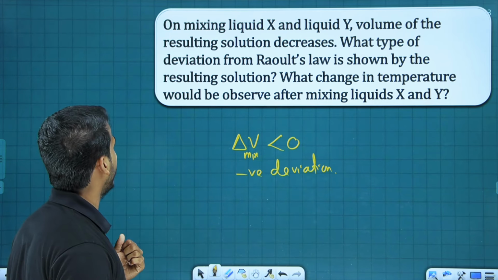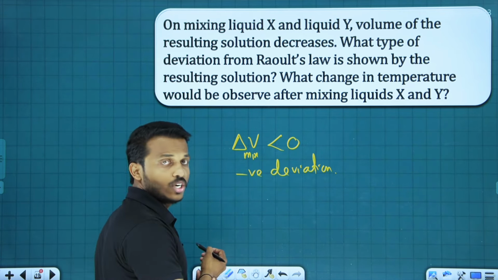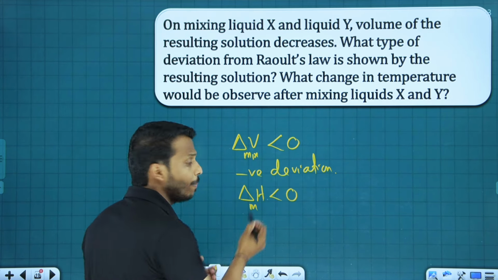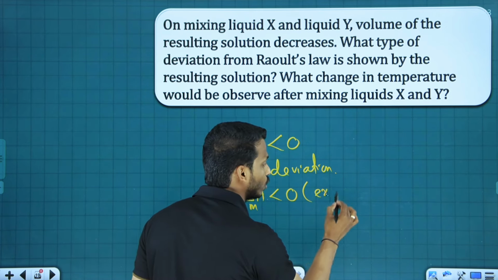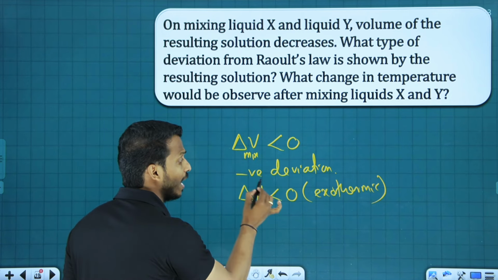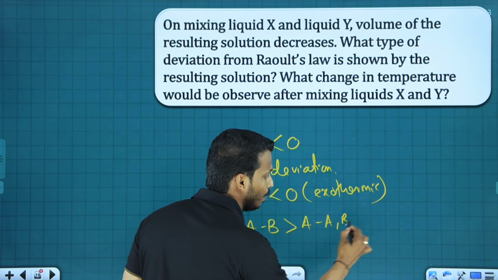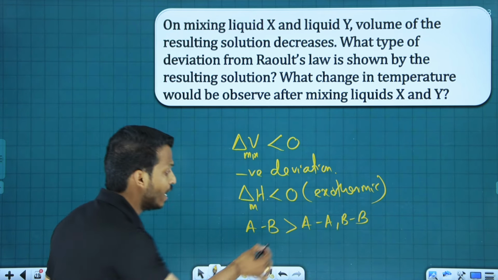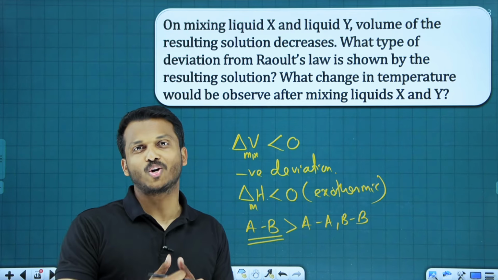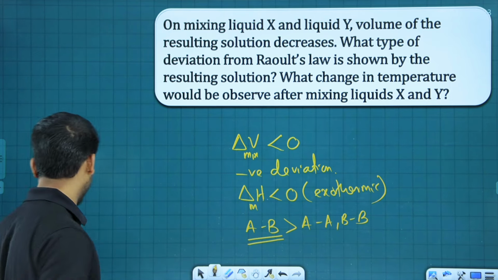What change in temperature would be observed after mixing the two liquids? We know in negative deviation delta H mixing is also less than 0. What do you mean by delta H less than 0? It means it is an exothermic reaction. One more data: for negative deviation, AB interaction is stronger than AA and BB. So what happened to their boiling point? Since AB interaction is stronger, they will form a maximum boiling azeotrope. Their boiling point will be maximum. So everything is related to the table.